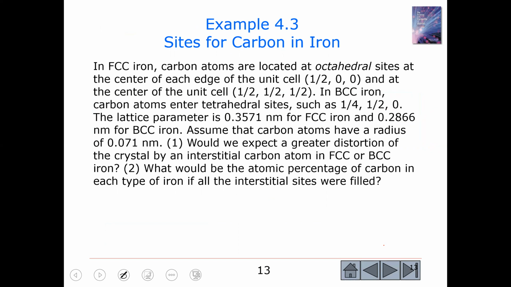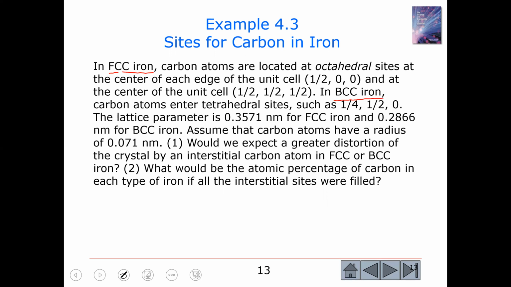So the problem is: in FCC iron, carbon atoms are located at octahedral sites at the center of each edge of the unit cell, right? 1 by 2, 0, 0. And at the center of the unit cell, half, half, half. In BCC iron, carbon atoms enter tetrahedral sites such as 1 by 4, 1 by 2, 0. Now, if you look at this problem, they are saying FCC iron, and then in the second line, they are saying BCC iron.